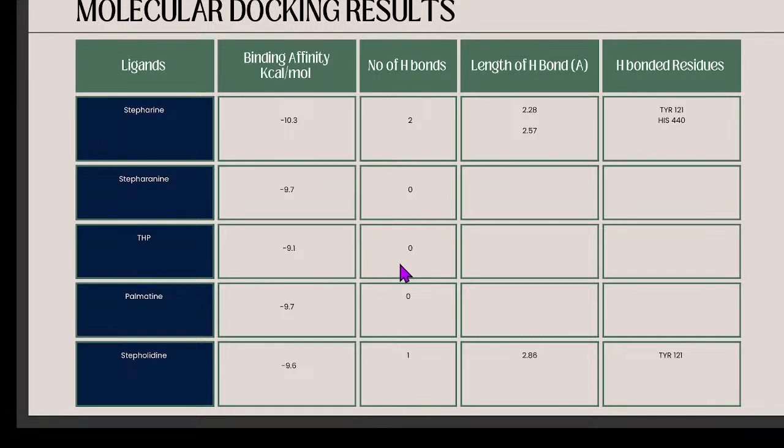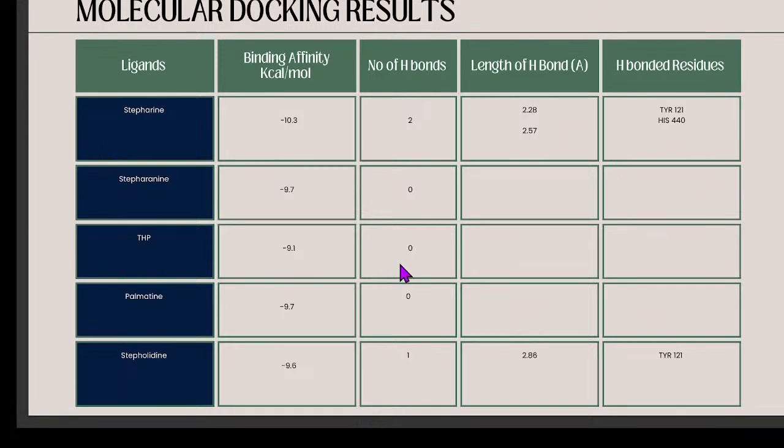So, molecular docking results. In molecular docking, we obtained different conformations, and the best conformation has been presented over here. In the case of stefarin, the best conformation has a binding affinity of minus 10.3 kilocalories per mole, which is a very good binding energy. And then there were 2 hydrogen bond residues, and the length of the hydrogen bond, you can see, is very low. The guideline value is 3 angstrom. Below 3 angstrom we can consider the hydrogen bond a conventional hydrogen bond. So both the residues have hydrogen bond lengths of less than 3 angstrom, so they are good. These are good results for stefarin.